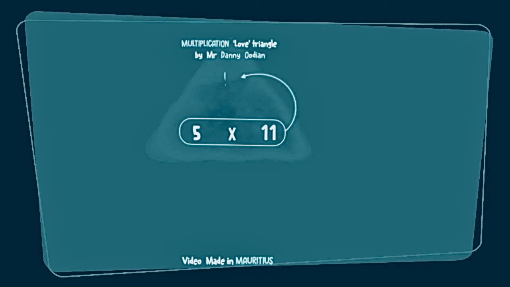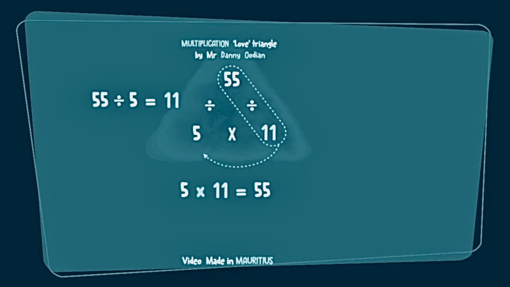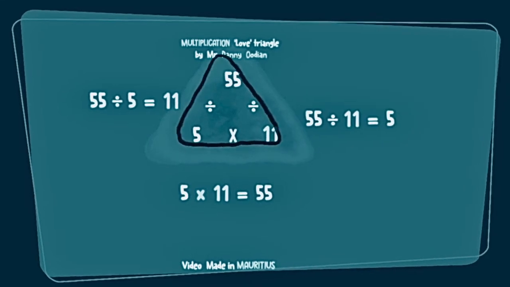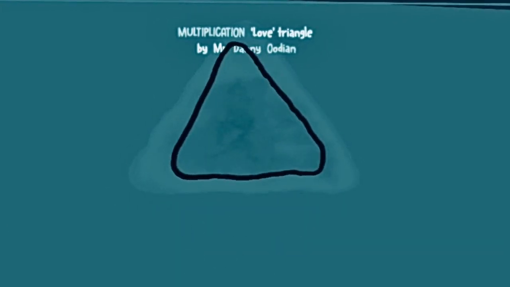Five times 11, 55. But 55 divided by 5 is equal to 11. Similarly, 55 divided by 11 is equal to 5. So 55, 5 and 11 make a multiplication triangle.